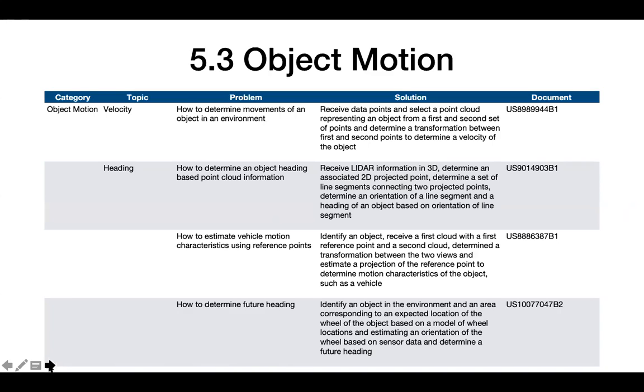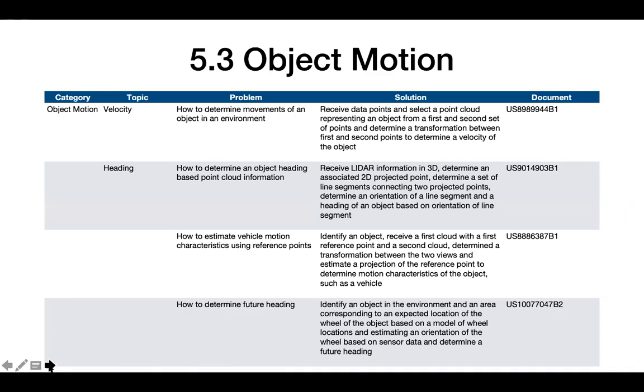Okay. Heading, how to determine an object heading based on point cloud information. Receive LiDAR information in 3D and then determine an associated 2D projection point. Determine a set of line segments connecting two projected points. Determine an orientation of the line segment and a heading of the object based on the orientation of the line segment. So putting 3D sensing information over a 2D point and using that to predict the heading.